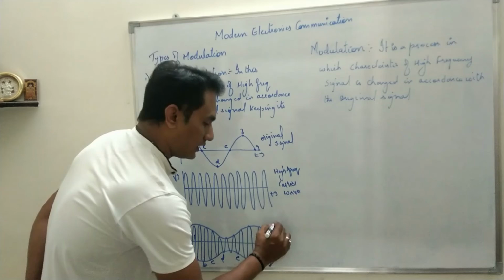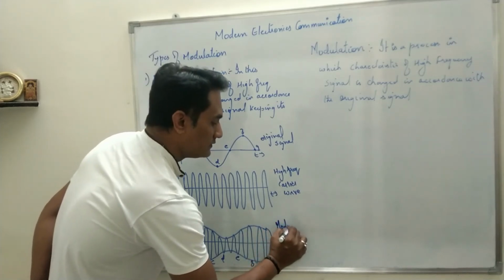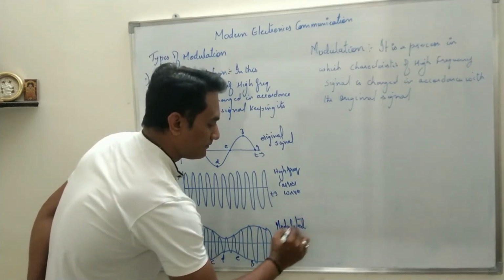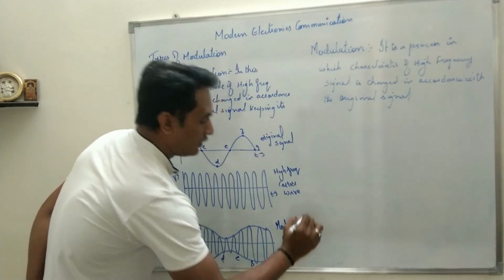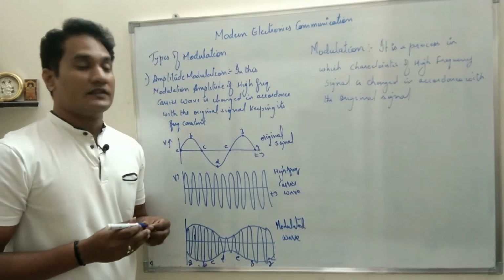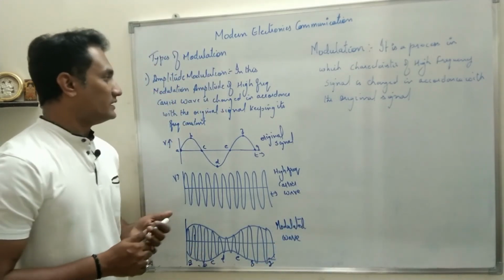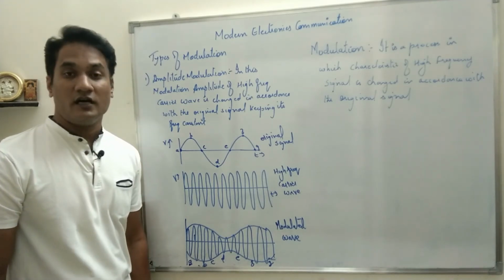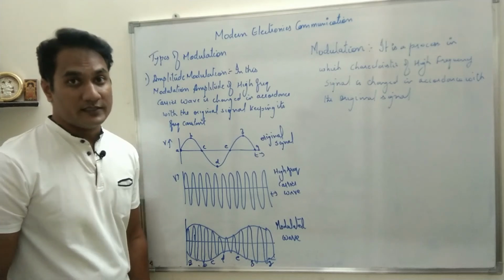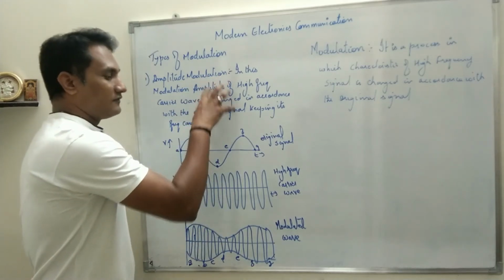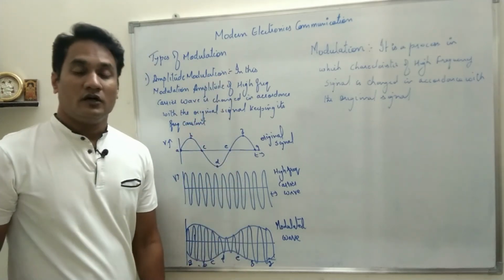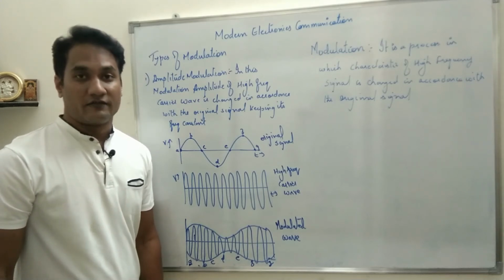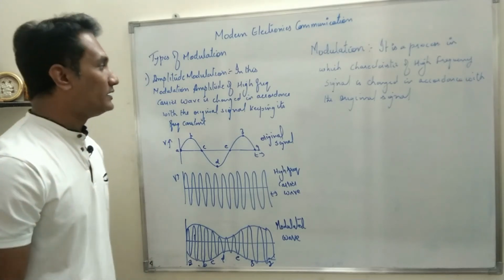So this is called the modulated wave. This is amplitude modulation. In this modulation, the amplitude of the high frequency carrier wave is changed in accordance with the original signal, keeping its frequency constant. You just have to remember this definition and represent it graphically.